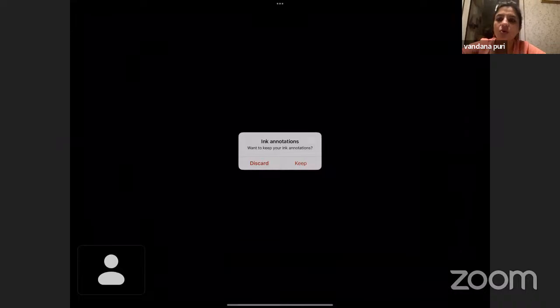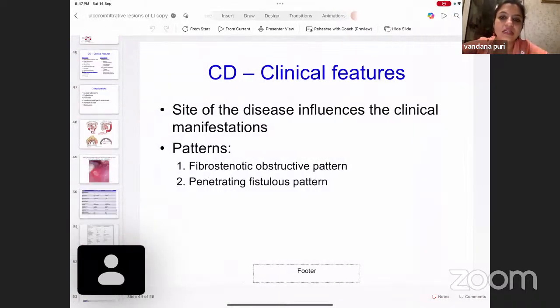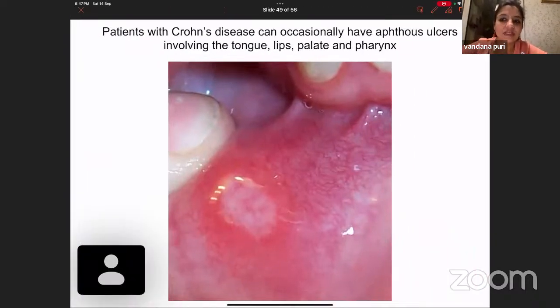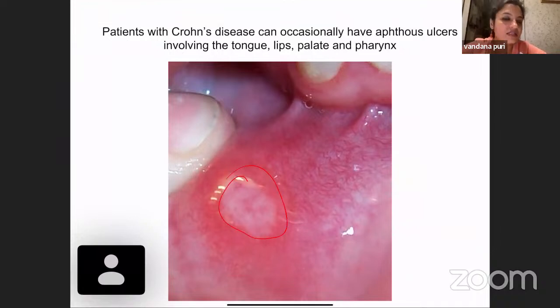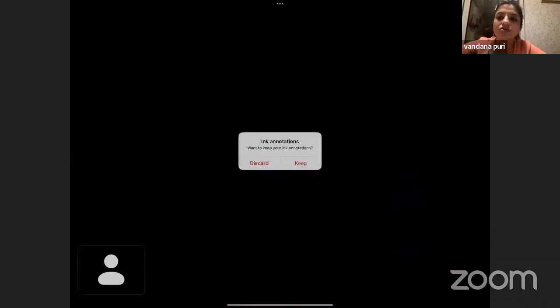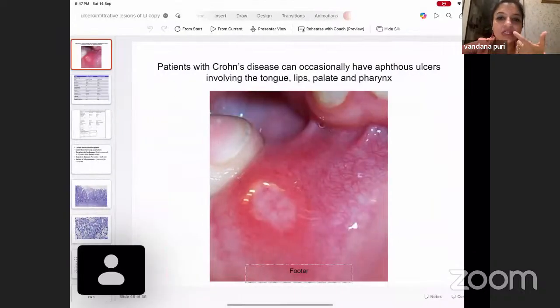Okay. Now let's come to another thing that you have to see, which is this. These are aphthous ulcers, guys. If it starts as an aphthous ulcer, remember these aphthous ulcers not only can occur in the intestine, they can also occur in the tongue, lip, palate, pharynx, anywhere. So these are aphthous ulcers which can be seen in Crohn's disease. So this is like the mouth ulcers which occur, isn't it?